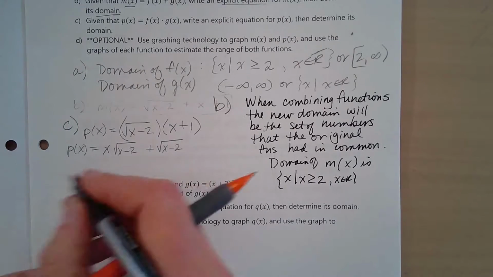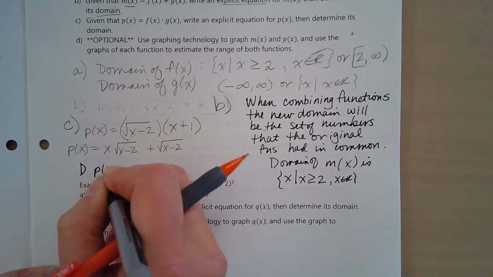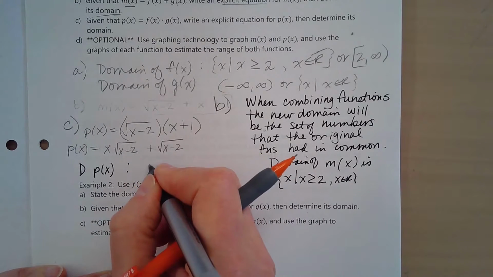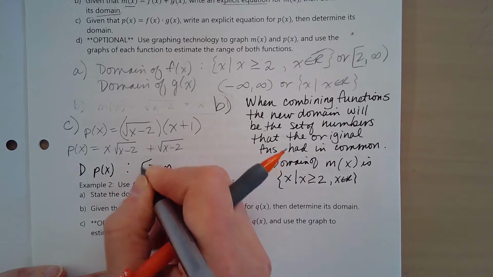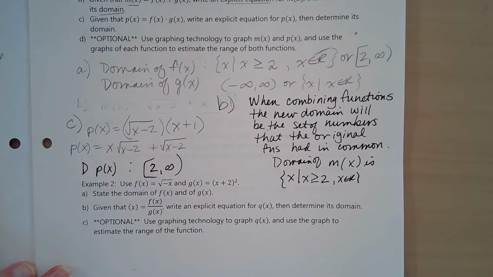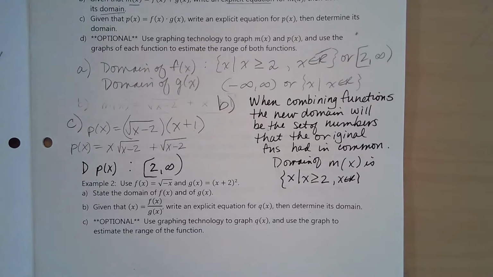But once again, the domain of P of x is just going to be whatever they have in common, right? 2 to infinity. The domains of the original functions haven't changed, right? So that's going to be what the domain is here. And I have a picture. I can slide this over. I have to do this extension thing. So the domain, no matter how you combine it, whether it be addition, subtraction, multiplication, or division, will always be what they have in common.